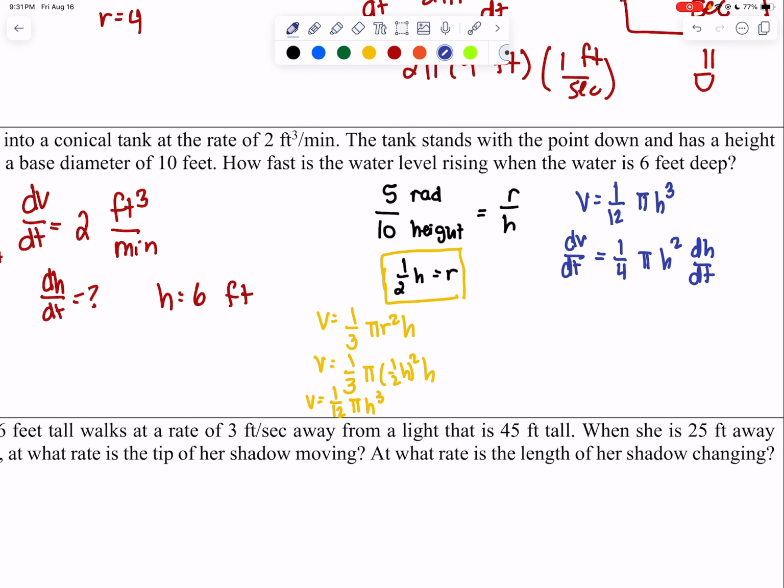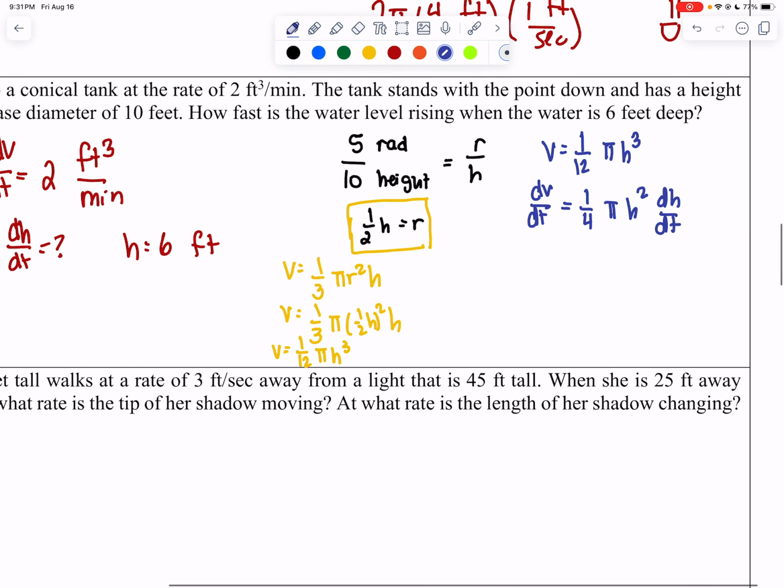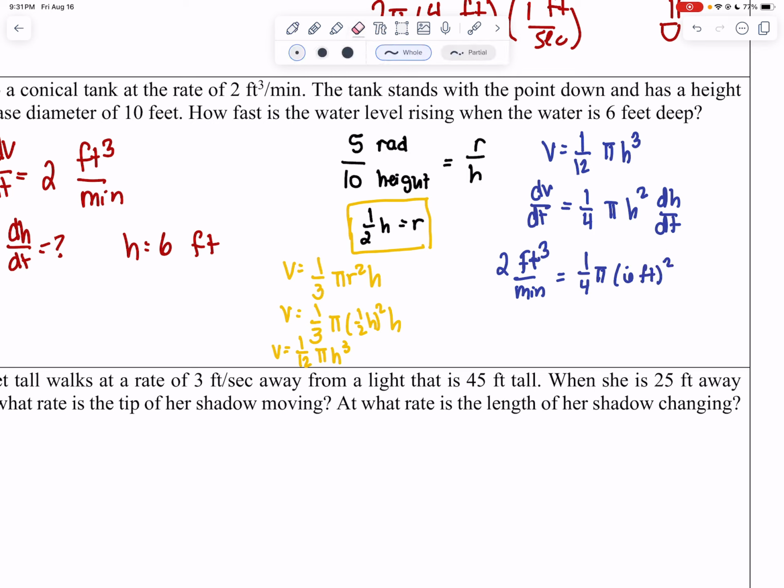All right, so I have dV/dt being 2 feet cubed per minute is equal to 1/4 pi. H is now 6, but this is 6 feet squared. Let me not do that. Wait, yeah, that's good. 6 feet squared. And then dH/dt.